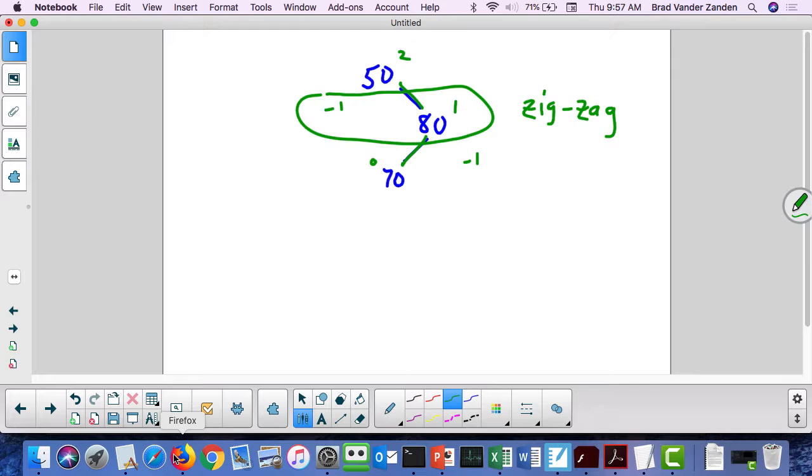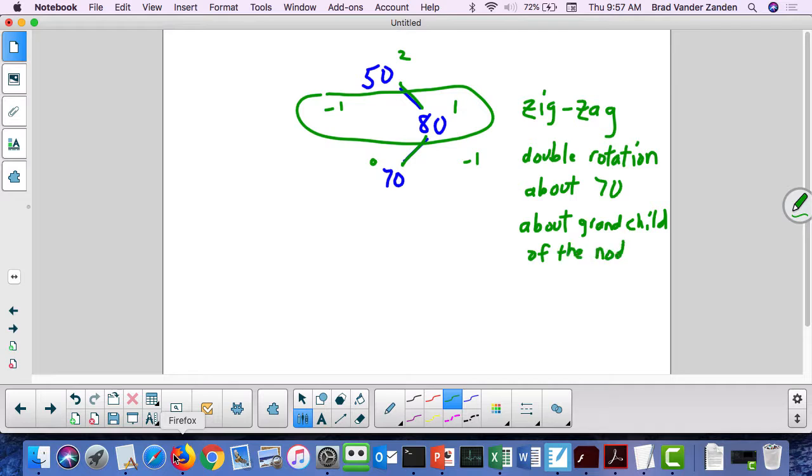And the way we fixed that was with a double rotation about what node? Does anyone remember what the double rotation occurs about? It occurs actually about 70. So when you have the zigzag case, the double rotation is in general about the grandchild of the node where the imbalance occurs. So in this case, the imbalance is 50, because that's the first place where its two children differ by a height of more than 1. Okay, so zigzag case, the double rotation is about the grandchild of the node.